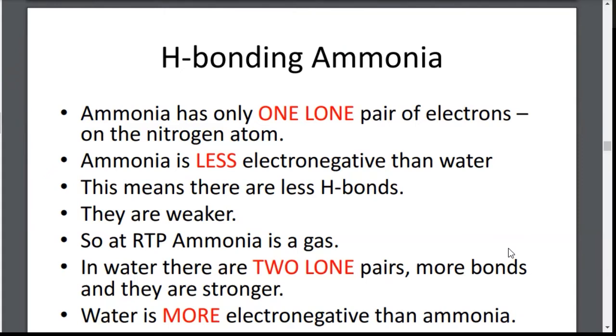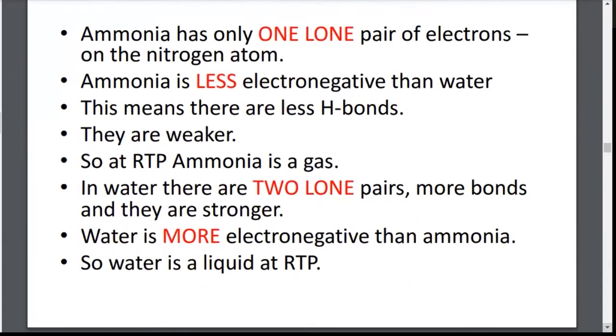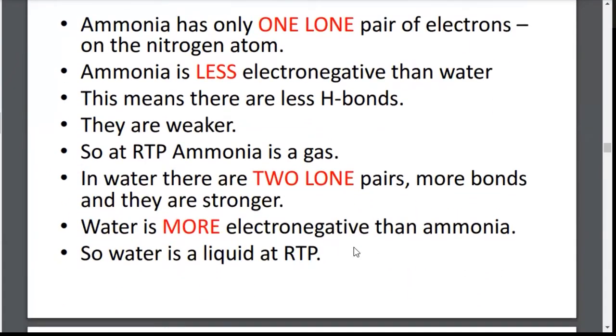So in water, there are two lone pairs, more bonds, and they are stronger. Water is more electronegative than ammonia, and so water is a liquid at room temperature. So that's a real big difference there, and that's why at room temperature, water is a liquid, and it's still a liquid until you get down to 0 degrees.